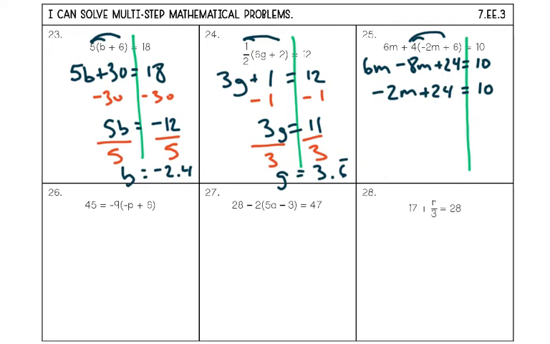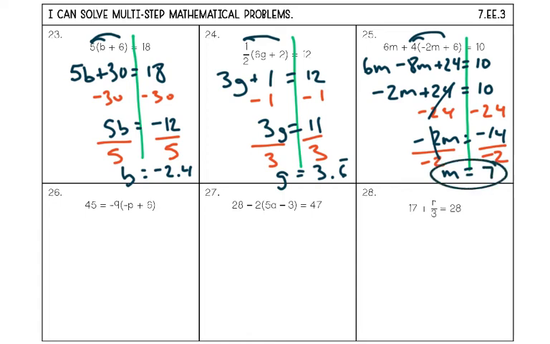Now I have a two-step equation I can solve. I need to get rid of the plus 24 first, and if I do it to one side, I have to do it to the other. Now I'm left with a negative 2m on the left, and that equals negative 14 on the right. I see a negative 2 times the m, so I need to get rid of that times negative 2 by dividing by negative 2. And if I do it to one side, I have to do it to the other. So I'm left with m equals positive 7. I can plug that number back into my original equation to check, and I should end up with 10. I do, so I know I'm correct.